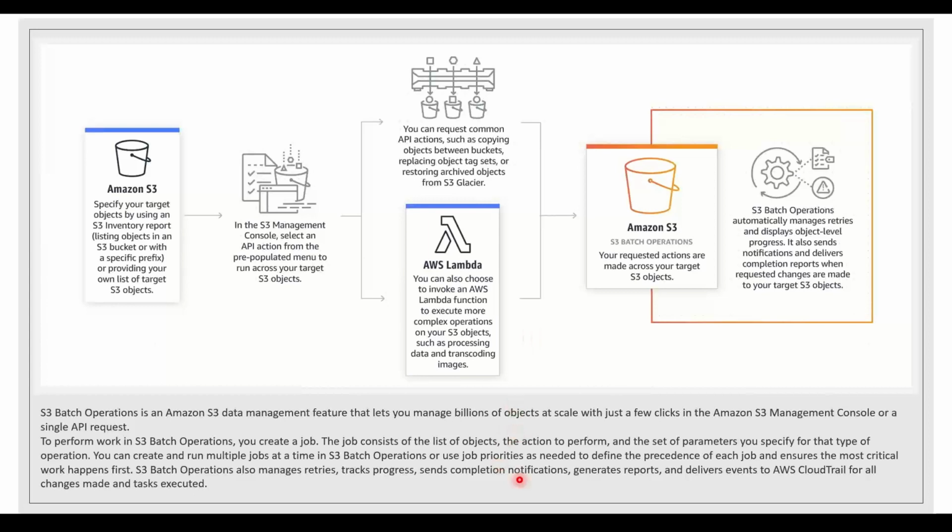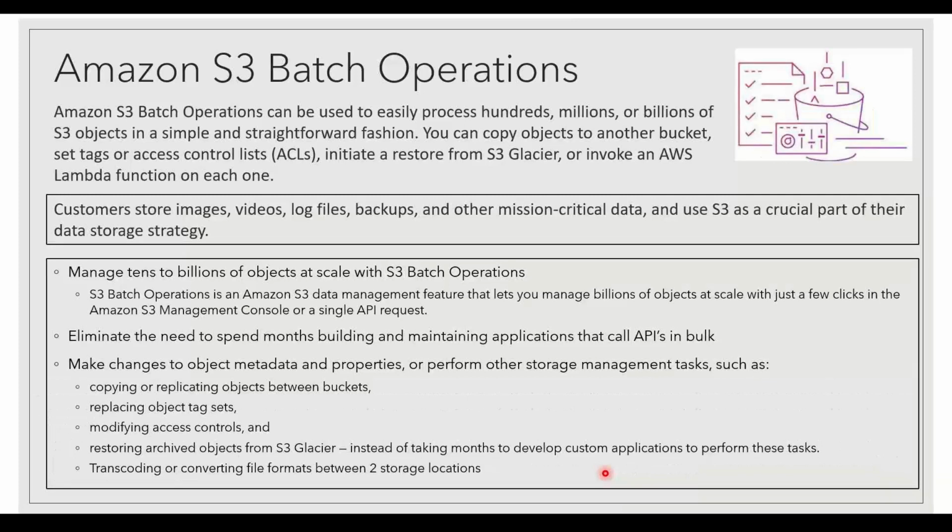You can also get a notification once the job completes. You can get a complete detailed report of what has happened in your batch operation. So Amazon S3 Batch Operations is a data management service which you can use for easily processing hundreds, millions, or billions of S3 objects in a very simple and straightforward fashion.